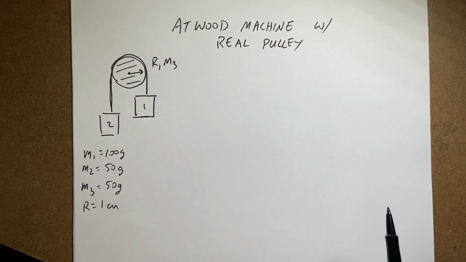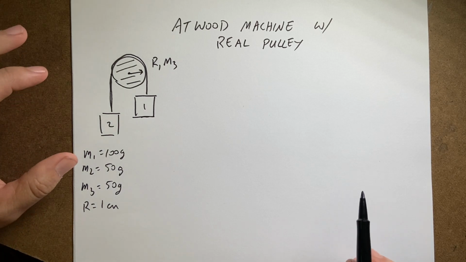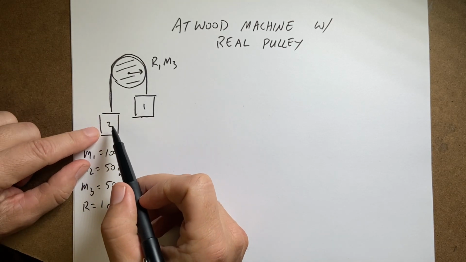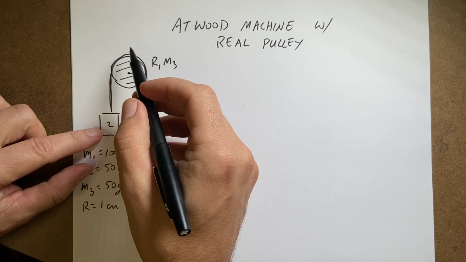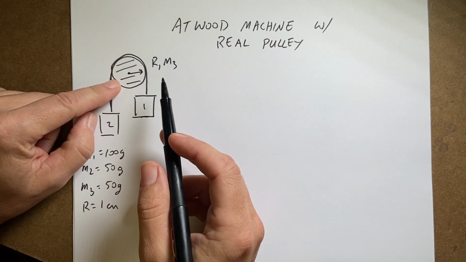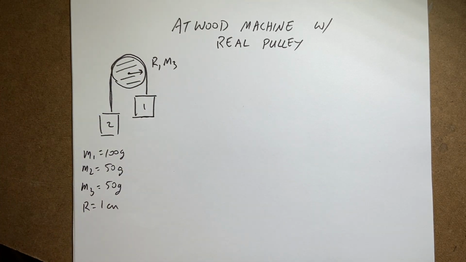Okay, I'm continuing my endless series of Atwood Machine problems. So today we're going to do a real pulley. The Atwood Machine has two masses hanging over a pulley, but now I'm going to include a pulley that has mass. So it's frictionless, but with mass. So it's not a real pulley.